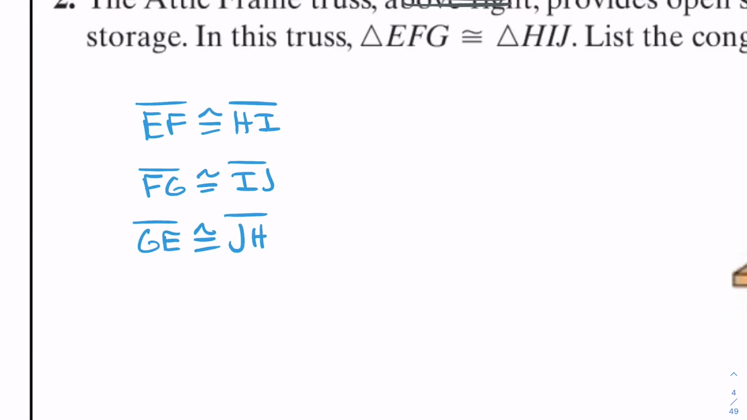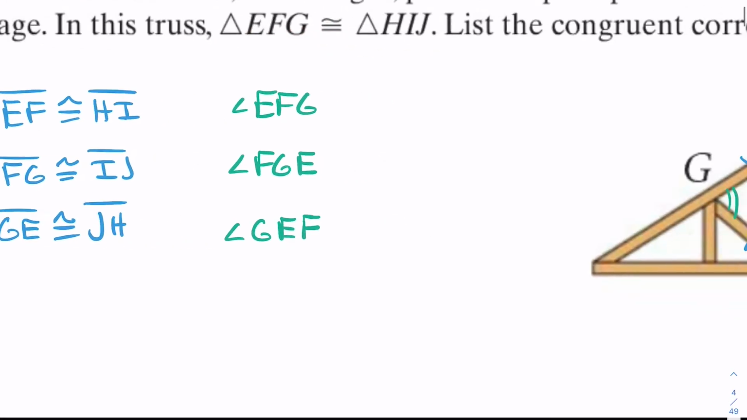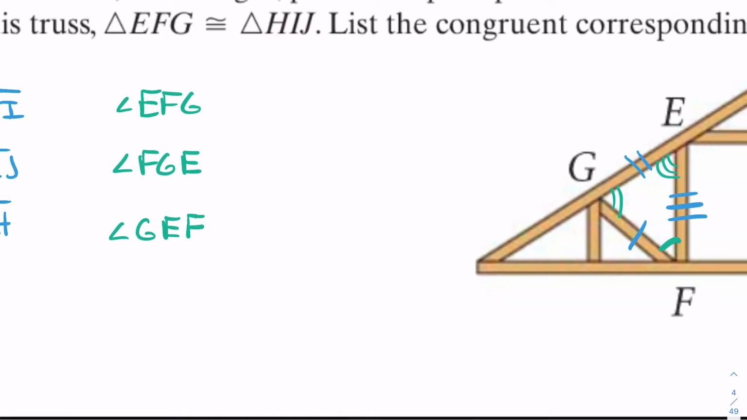And this next one is going to be angle EFG. Then it'll be angle FGE. And then angle GEF. So again, I'm reading left to right, left to right, left to right for each one of these. Same thing here, left to right. Congruent, congruent, congruent. Angle HIJ.